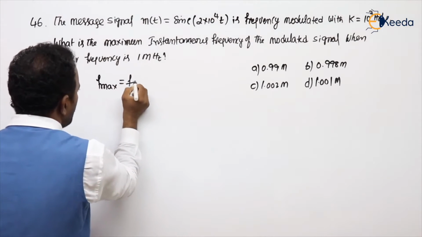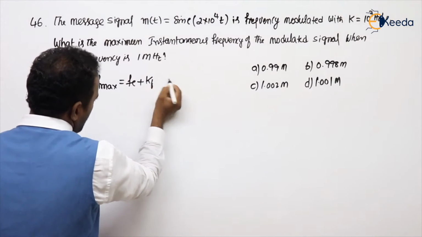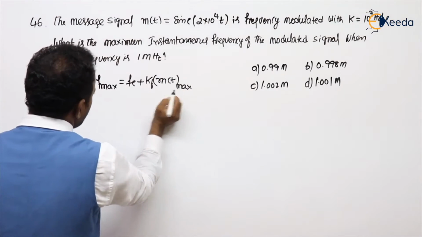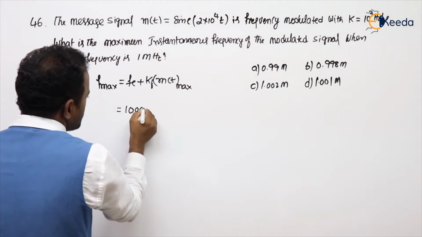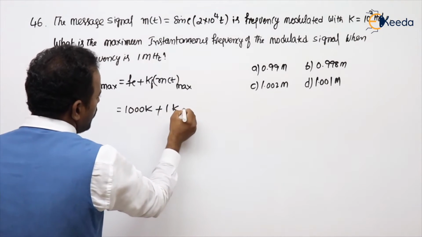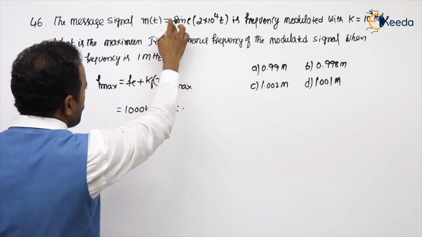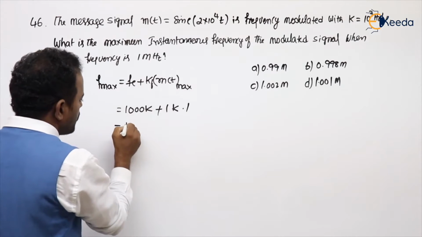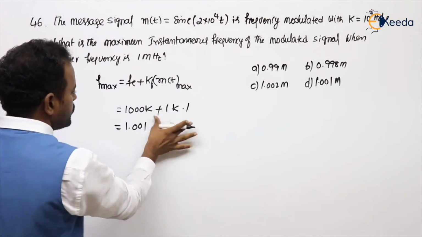What is the formula we know? Fc plus Kf into m(t). For F max, I need to take the maximum value of m(t). Fc is 1 MHz, which I can say is 1000 kHz, plus Kf value 10^3, so 1 kHz, into the maximum value of the sinc function. Nothing is mentioned, so here it is 1. So its maximum value is also 1. Then 1001 kHz, which is 1.001 MHz.